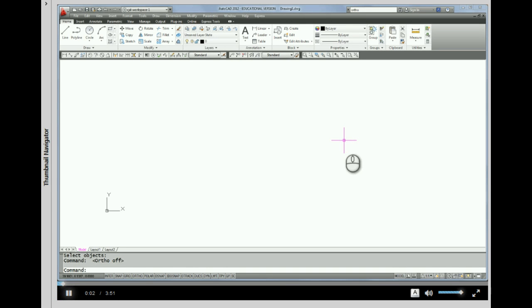Okay, good afternoon, AutoCAD students. This is Chris Dennis, and this is going to be tutorial number 5. We're going to be talking about using the line command with ortho mode on. All right, so let's get started.